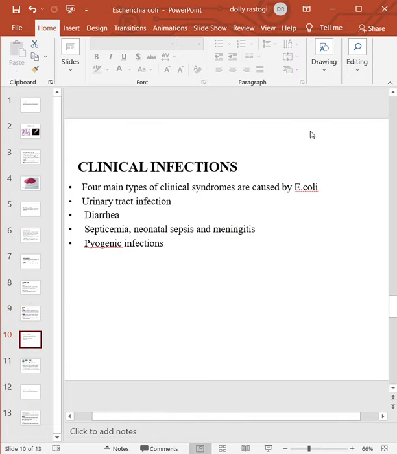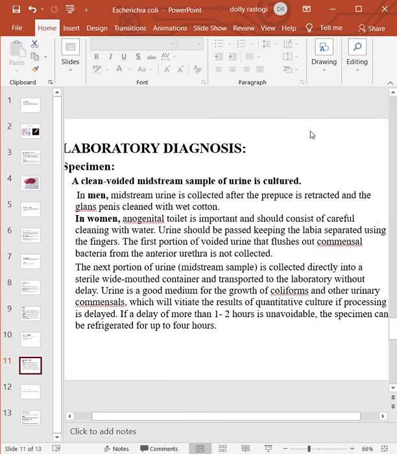Now coming to the clinical manifestations, E. coli generally causes urinary tract infections. It also causes diarrhea. It also causes septicemia, neonatal sepsis, meningitis, and pyogenic infections. Meningitis is the inflammation of meninges, and pyogenic infections include those infections which are responsible for formation of pus.